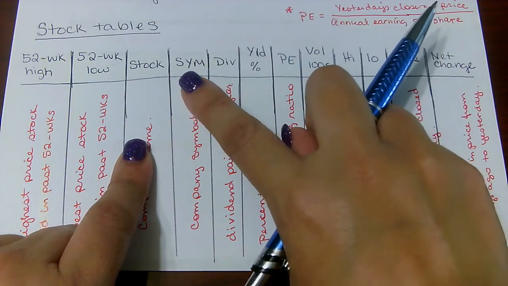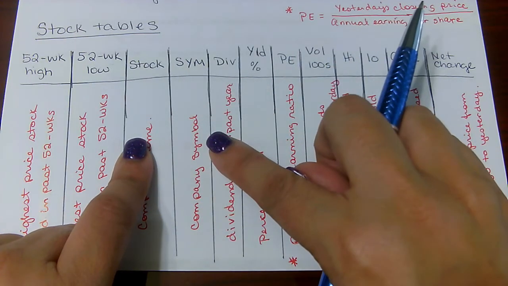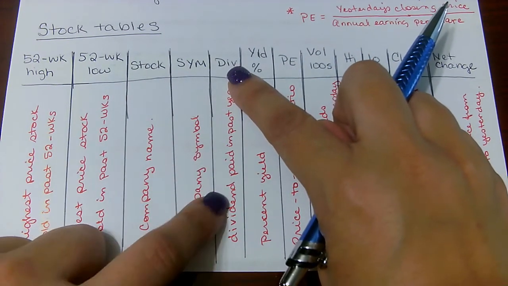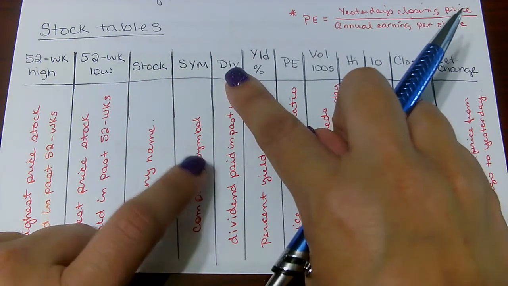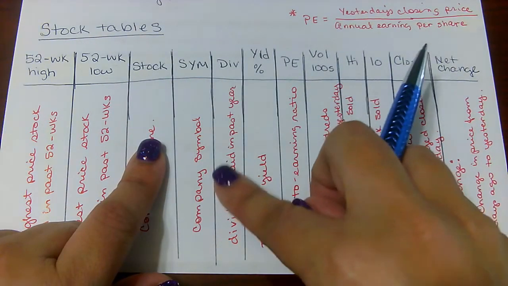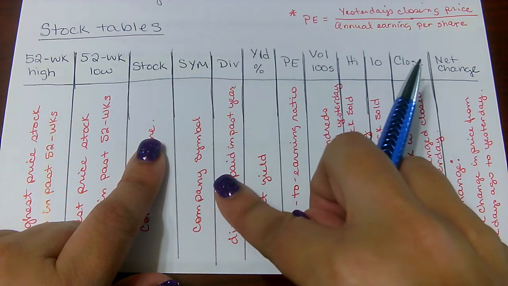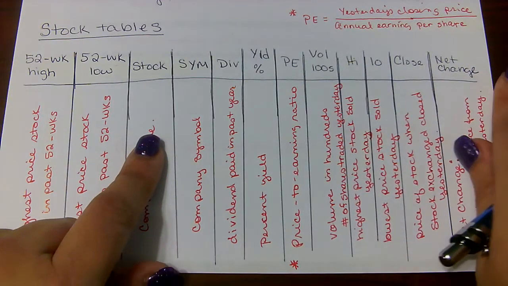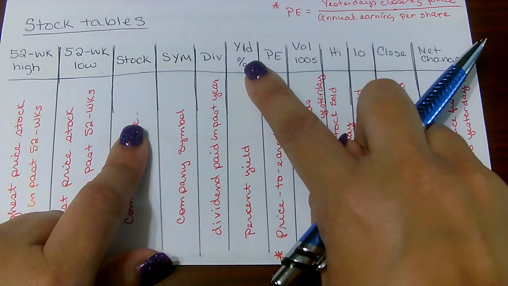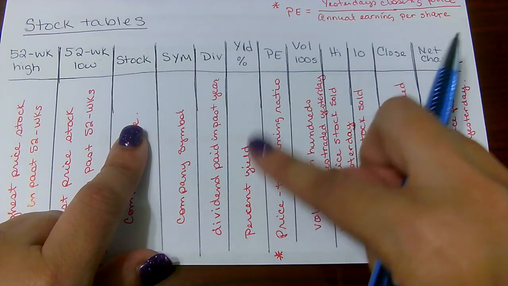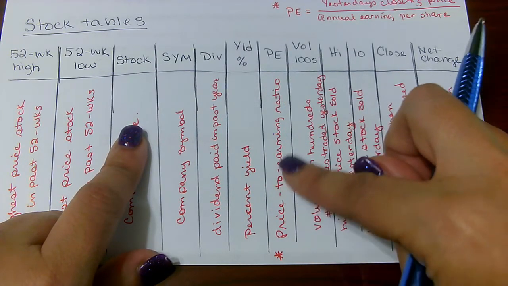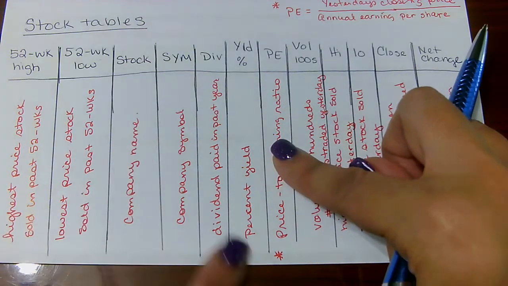This is the symbol for the company. This is the dividends paid in the past year. So the dividend will always be listed here, and it's only referring to the previous year. Percent yield will be listed here, and a price to earning ratio is listed here.